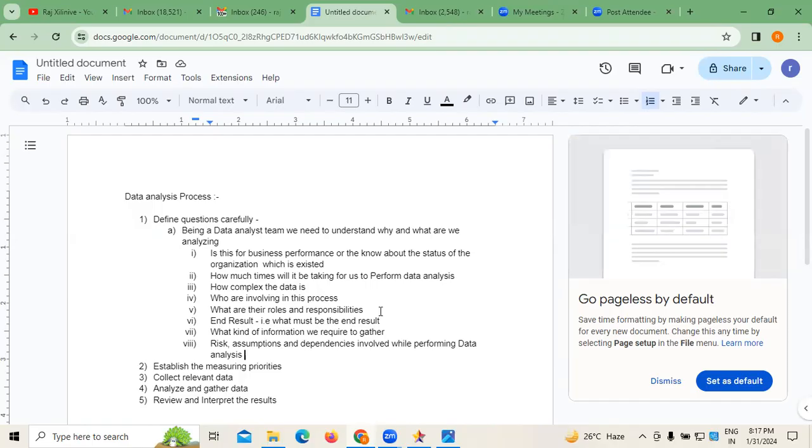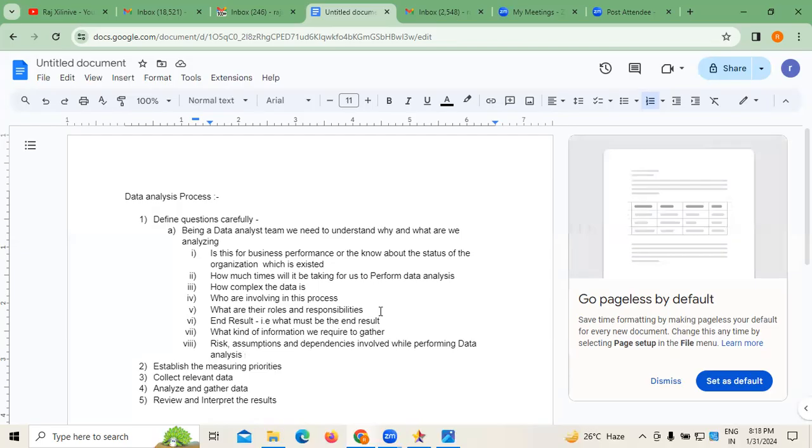At the same time, we must know about the kind of assumptions involved in it, right? What are the different assumptions we need to keep in consideration? What assumptions do we have? What dependencies do we have, right? All these things we have to know. This is where assumptions generally come into the picture.